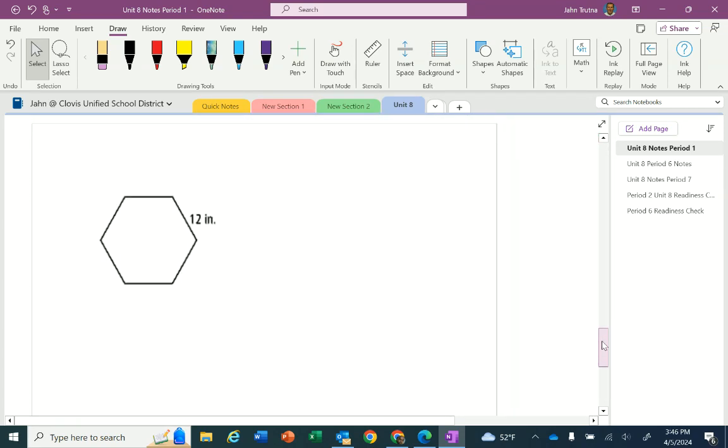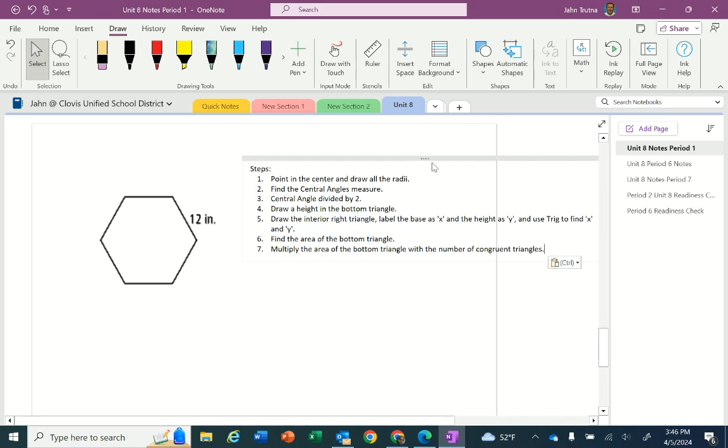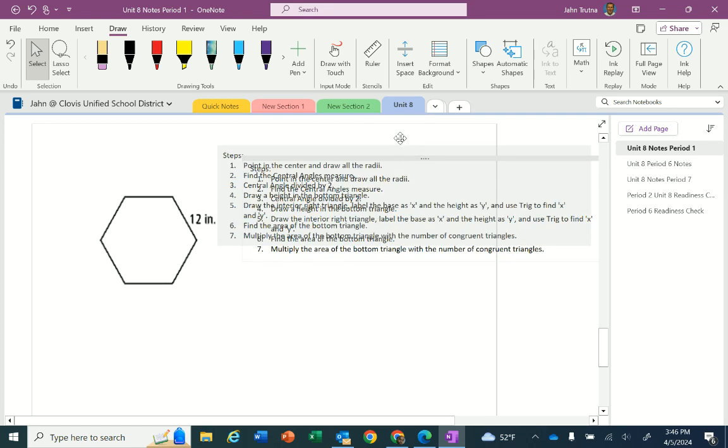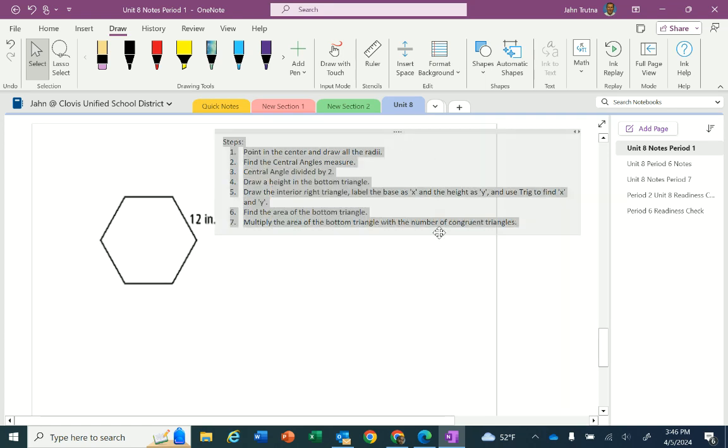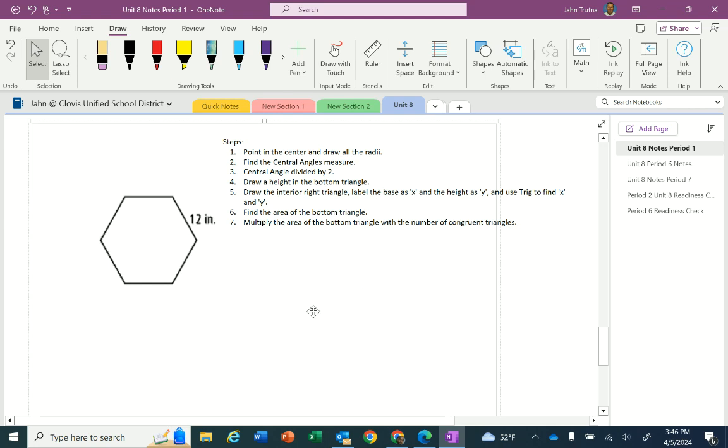Okay, turn your paper over, people. We're going to go over these 7 steps right here. There they are again. I know that I was typing faster than probably you could write. All right, here, notice we have a hexagon now, and in this hexagon, I've got the side labeled as 12. So this one's a little bit different than the previous one.